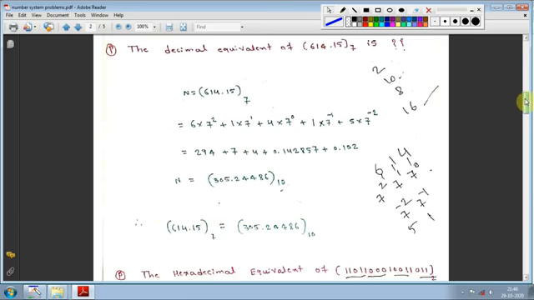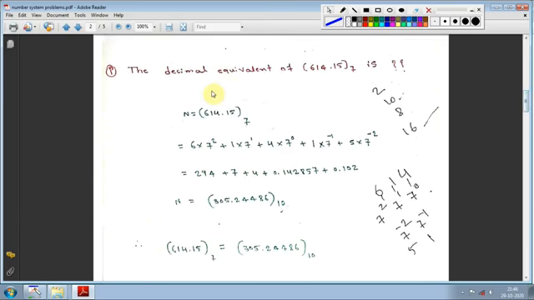Alright, so now I think this is somewhat trickier. The decimal equivalent of 614.15 to the base 7 is. So if you see here, this is given with a point, and moreover the base value is 7. We have seen base values of 2, that is binary, 10 that is decimal, 8 that is octal, and 16 that is hexadecimal.